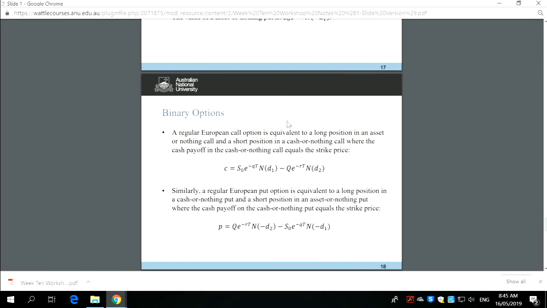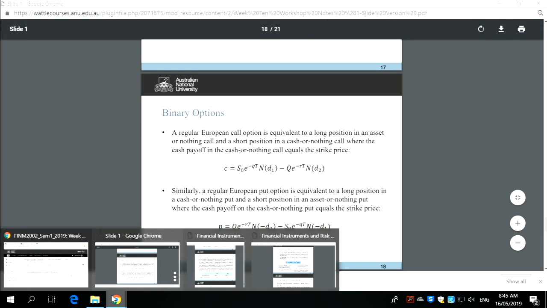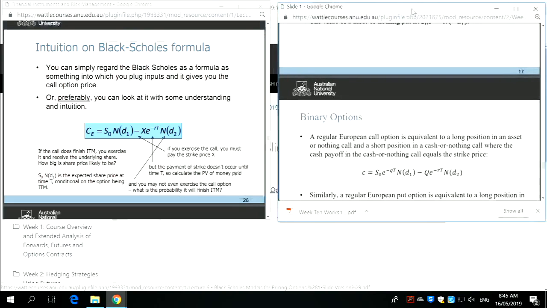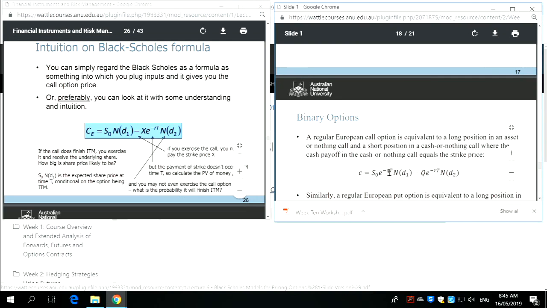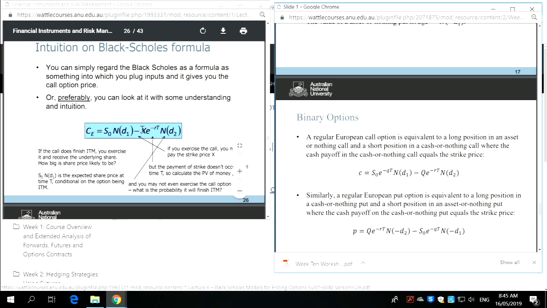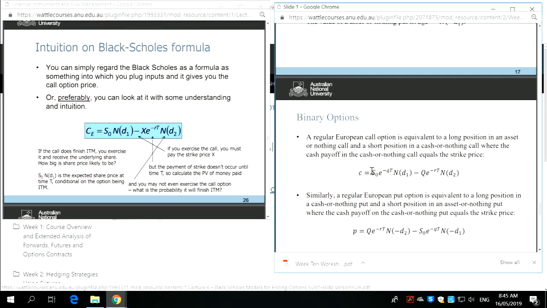The other thing I want to mention is that this looks very, very much like your regular European call option equation, right? If we put the regular European call option equation side by side with this one, you'll realize that they look very similar. Okay? So actually, we can interpret this equation. The way we're going to interpret it is that a regular European call option is really a long position in an asset-or-nothing call option. So that's your payoff from the asset-or-nothing call option.